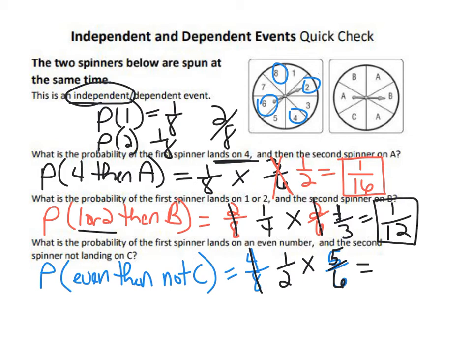So 1 times 5 is 5. 2 times 6 is 12. Can I simplify that? No. So see how now this one's a better chance? There's a greater chance to get an even number and not C? Because again, the probability is growing, so that means the chances are better, yes. How did you get the 1/2? The 1/2, because I divided 4 out of 8 by 4. Oh, okay. Any other questions? No? Good, okay. So let's go to the bottom part.